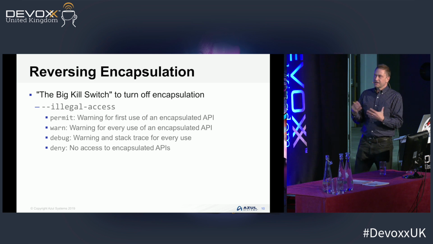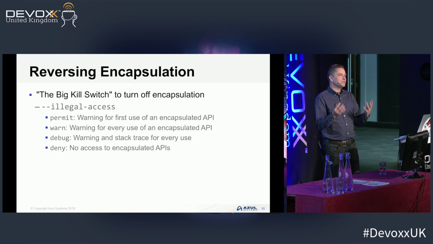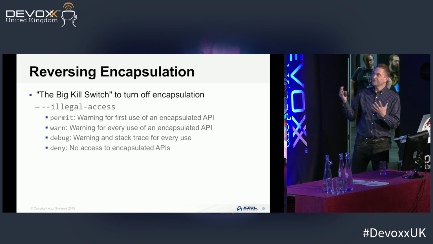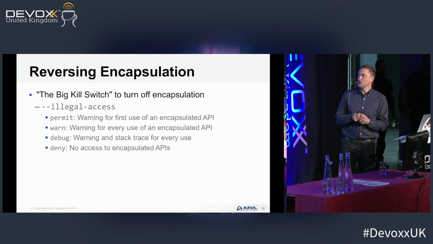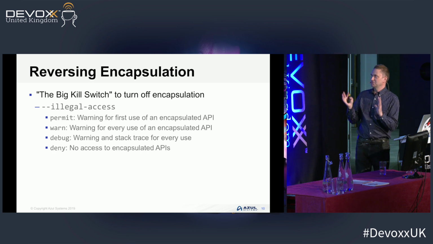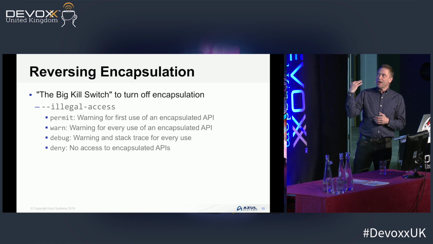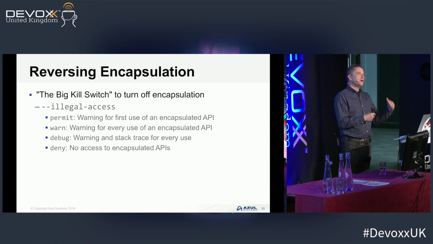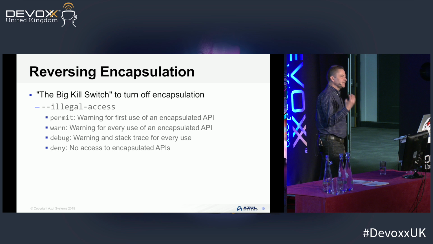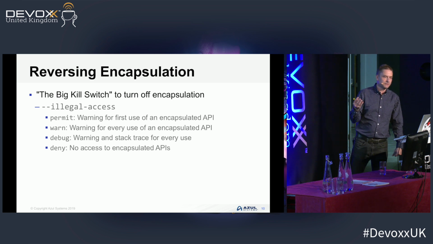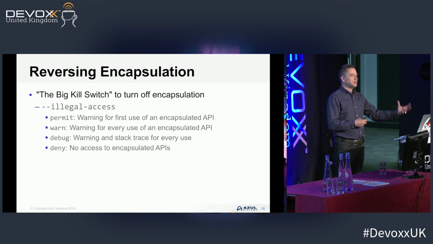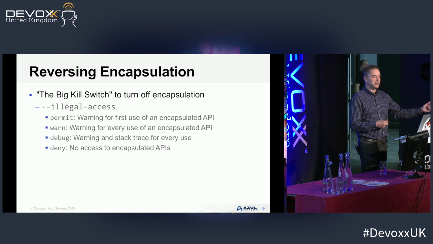Now, I said about encapsulation and the fact that it's possible to avoid the problems of that. So one of the things that was introduced was the wonderfully named big kill switch as a command line option. And it has the wonderful name of illegal-access. So you look at it, you go, ooh, illegal access. What this allows you to do is determine what happens when you try and access one of the internal APIs of the libraries itself. By default, the option that this is set with is permit, which means that when you try and access one of the internal APIs, the first time you access it, you will get a warning message printed on the standard error.